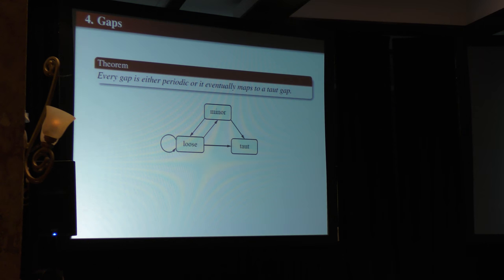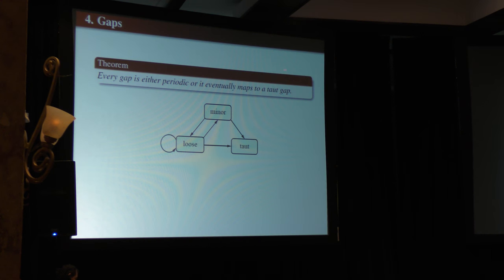It's obvious that if I start with a minor gap, every time I apply my map on a minor gap, its length gets stretched by a factor of d. So eventually, after finitely many iterates, a minor gap should map to a major gap, which is either loose or taut. If you land on a taut gap, there is no next iterate, because the image of a taut gap is a point, so the process terminates. If you map to a loose gap, the next iterate could be either minor or major of either type, so the process continues.